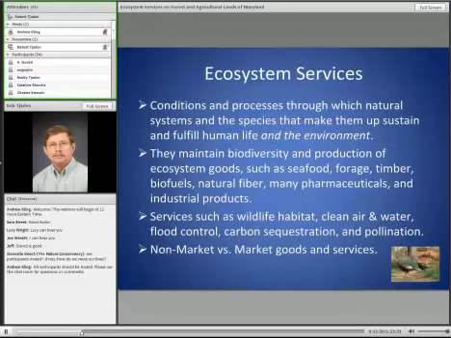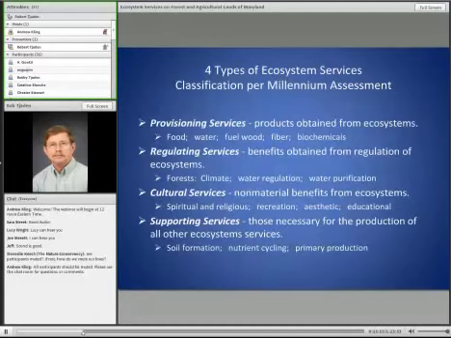Now, there are really 4 types of ecosystem services that were classified by the Millennium Assessment. The Millennium Assessment occurred in the early 2000s, the turn of this century. What happened is a group of leaders within the environmental natural resource area got together and said, we really need to start to address this topic of ecosystem services and put some framework on it, develop a foundation from which to build upon.